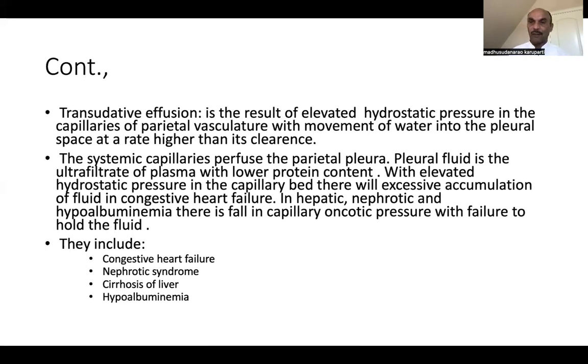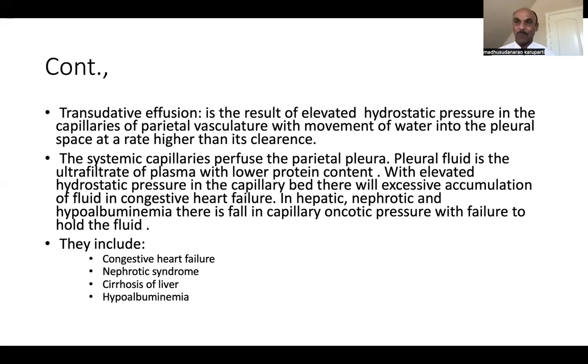Coming to the transudative pleural effusion. Transudative pleural effusion is due to the excessive fluid formed across the pressure gradient. When there is elevated hydrostatic pressure in the capillaries that are perfusing the parietal pleura, there is a movement of the excessive water with low protein content into the pleural space. That results in the transudative pleural effusion.